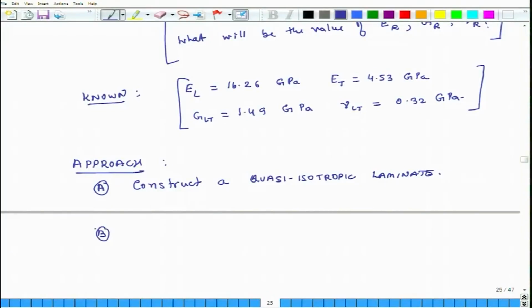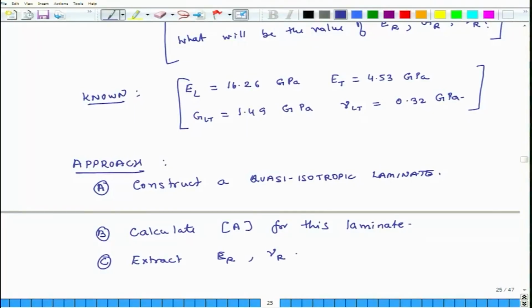B, calculate A matrix for this laminate and C, extract ER, mu R and GR from A. And how do we do this? We will explain that.